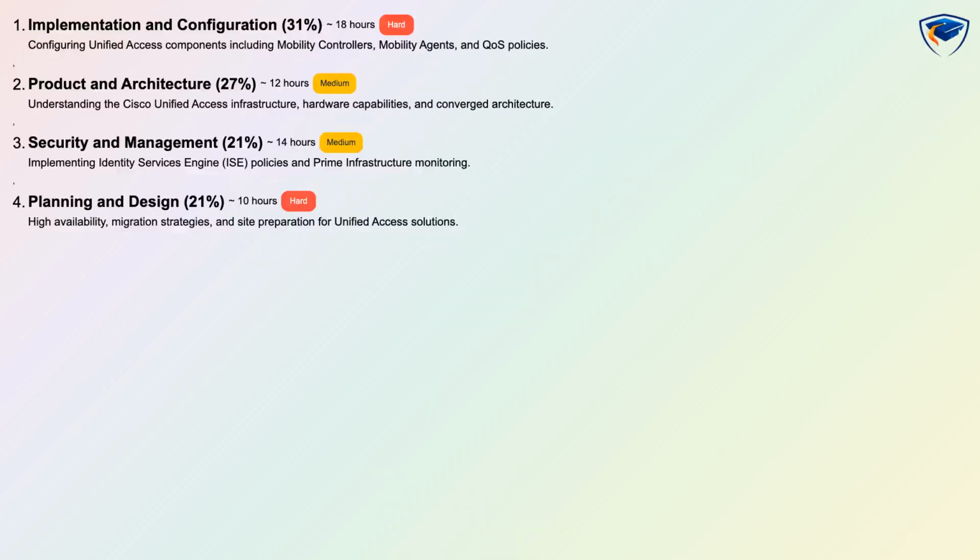Overview of the exam domains and weights. Implementation and configuration is 31%, product and architecture is 27%, security and management is 21%, and planning and design is 21%. Each domain lists a focus area, difficulty level, estimated learning time, and assessment type so you can prioritize study time effectively. Expect a mix of hands-on configuration tasks and scenario-based conceptual questions.